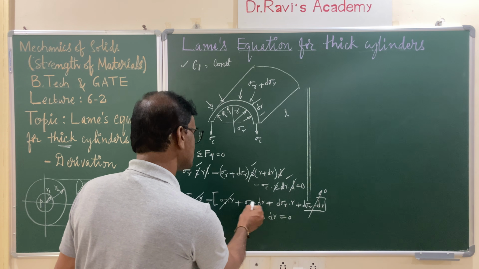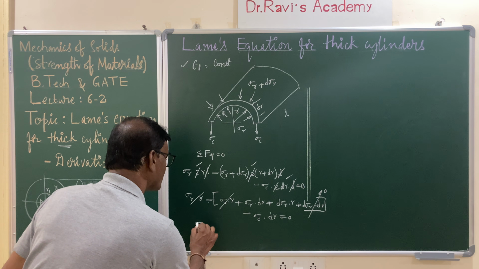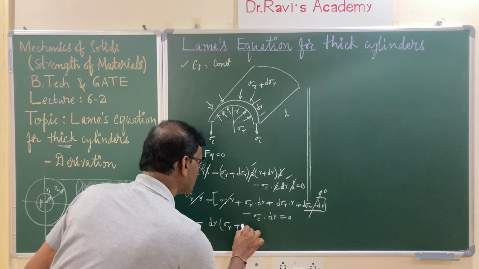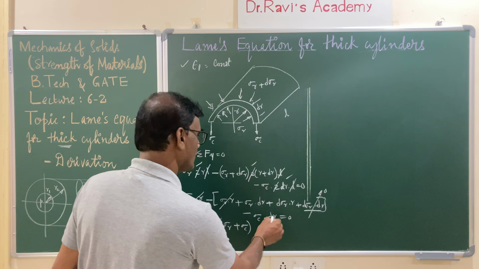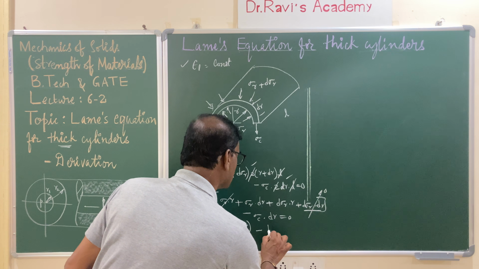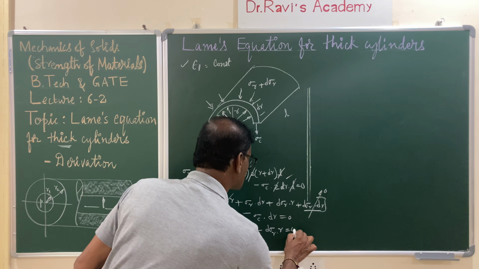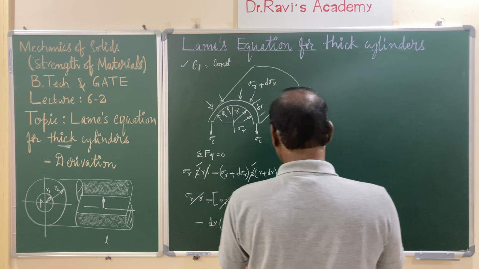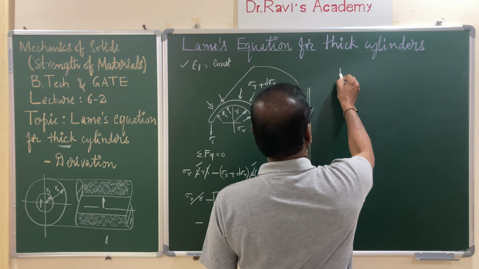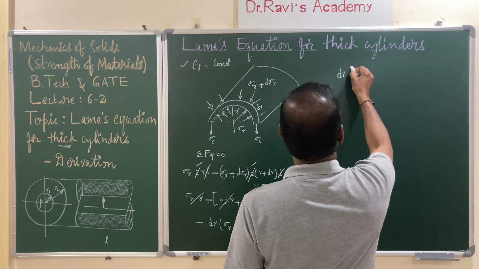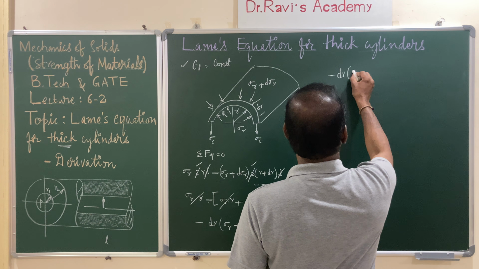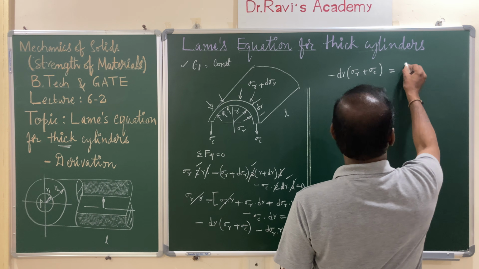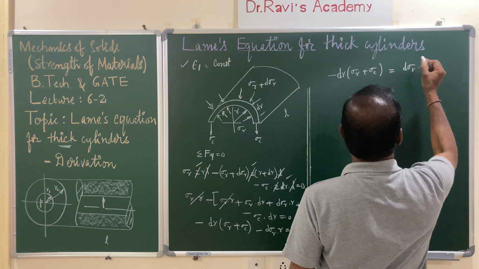You see that it is a minus of this dr. You can take a minus dr out, and you have sigma r plus sigma c. You have taken dr common, and the other term is minus d sigma r into r equals 0. So rewrite this equation in such a way that you take one term to the other side: minus dr into sigma r plus sigma c is equal to d sigma r into r.